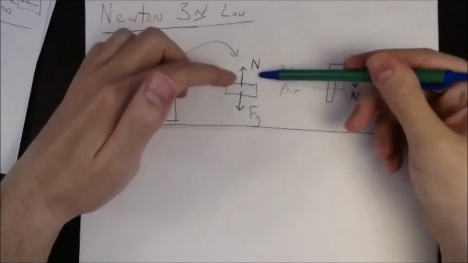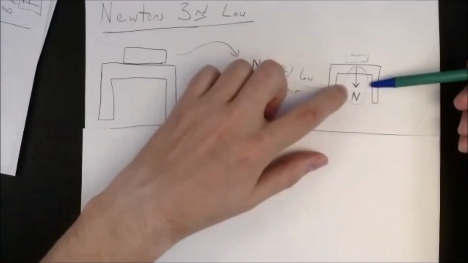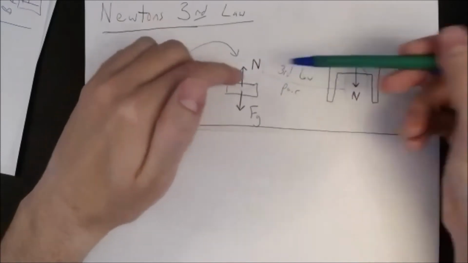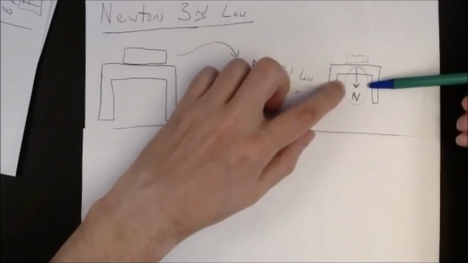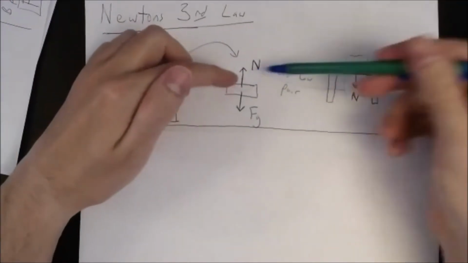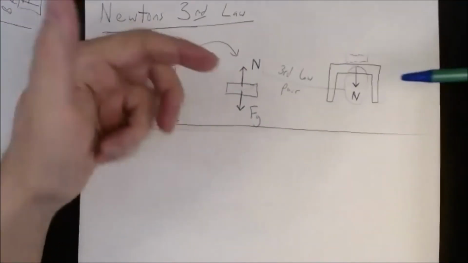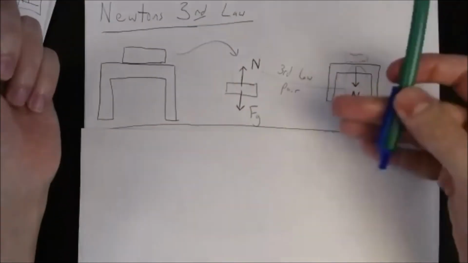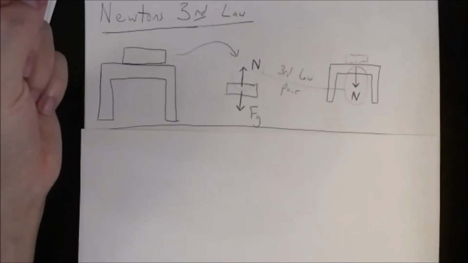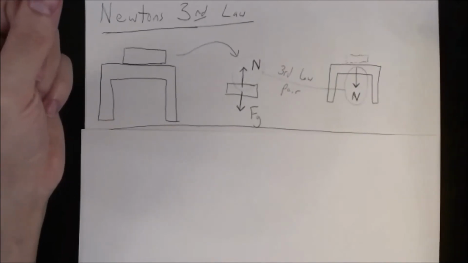So table on book, book on table. I should say table acting on book, book acting on table, like that. Same type of force, both are normal forces. Same magnitude of force, completely opposite direction. That is the meaning of the expression for every force there's an equal and opposite force.